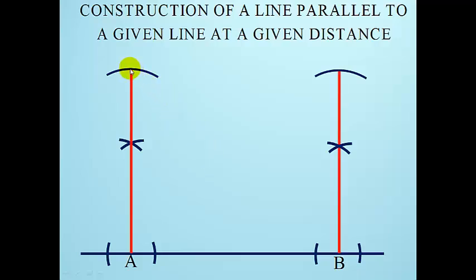Now you draw a straight line from this point to this point as shown. The line PQ is now parallel to the line AB. That means that these two lines will never meet. Line AB and line PQ will never meet because they are parallel lines. So that is how we construct a line parallel to a given line at a given distance.